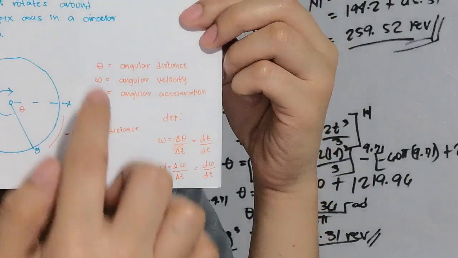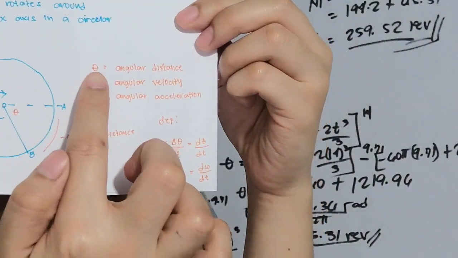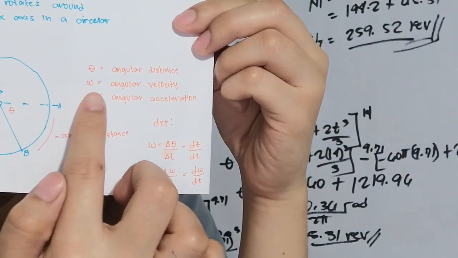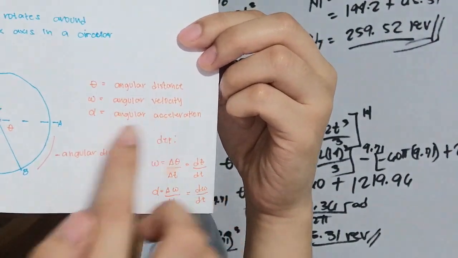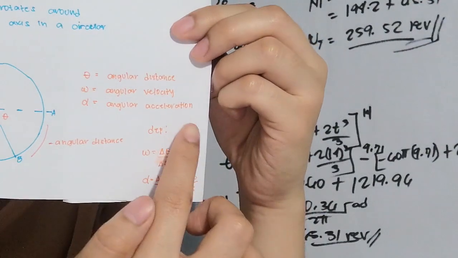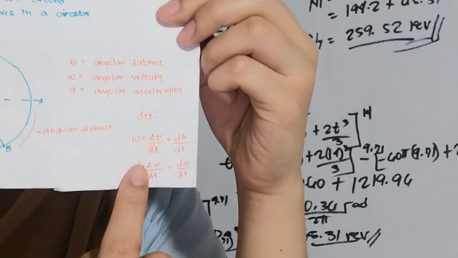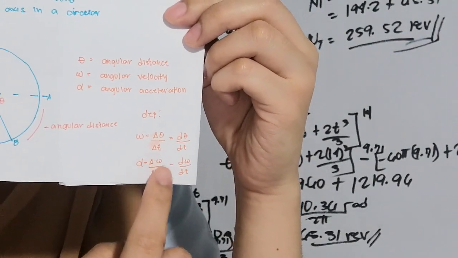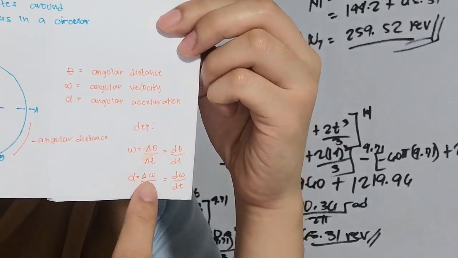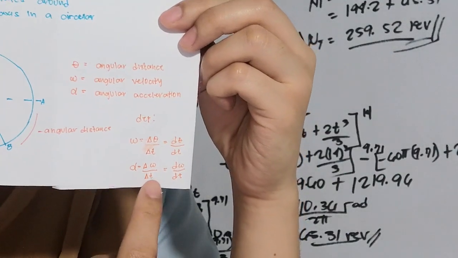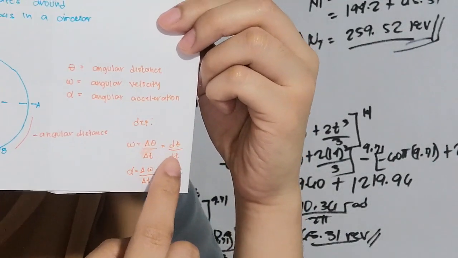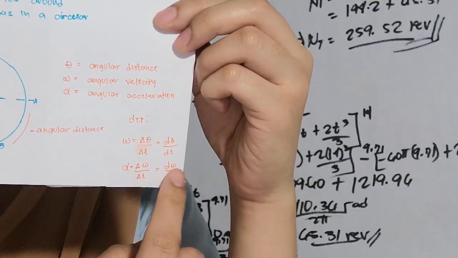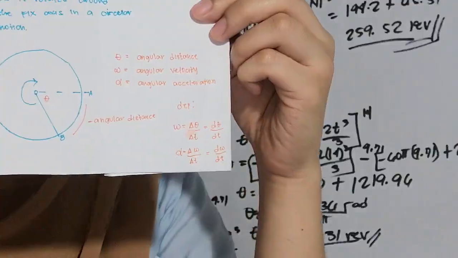This we call angular velocity. Theta is for angular position, omega is for angular velocity, and alpha is for angular acceleration. By definition, omega is the change of theta over the change of time, and alpha is the change of omega over the change of time. In differentiation form, that is d theta over dt and d omega over dt.